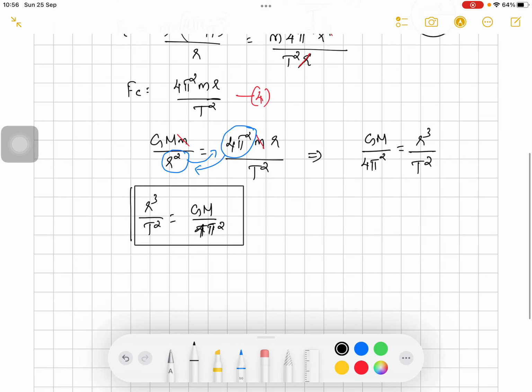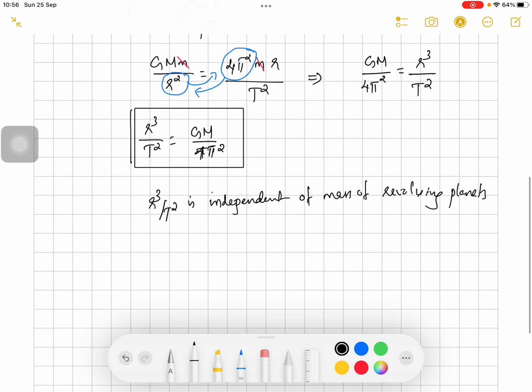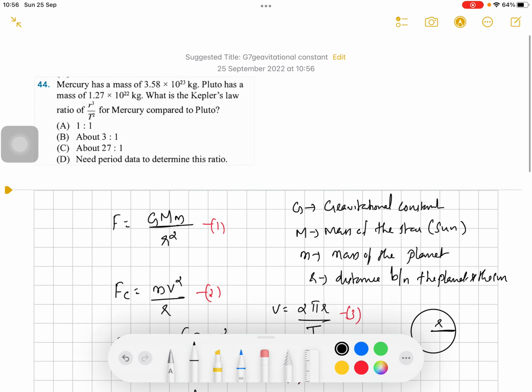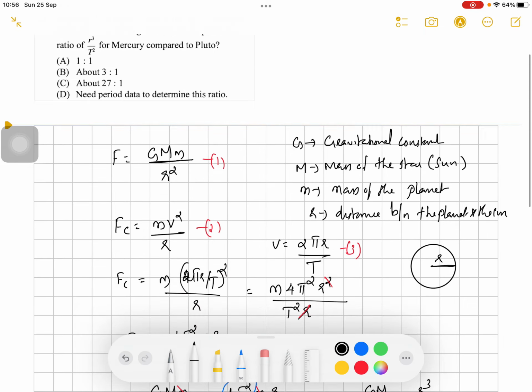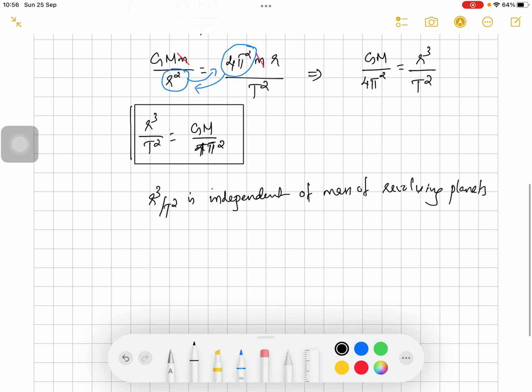So r cube by T square is independent of the mass of the revolving planets. In this question, Mercury and Pluto both are revolving around the Sun, and we have to find the ratio of r cube by T square of Mercury to r cube by T square of Pluto.